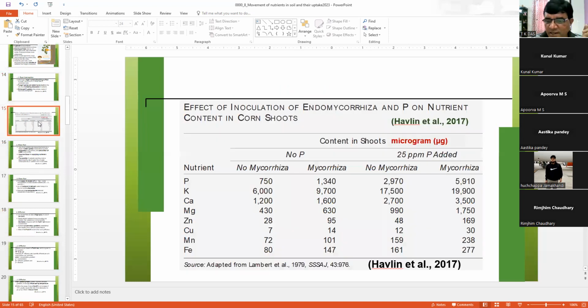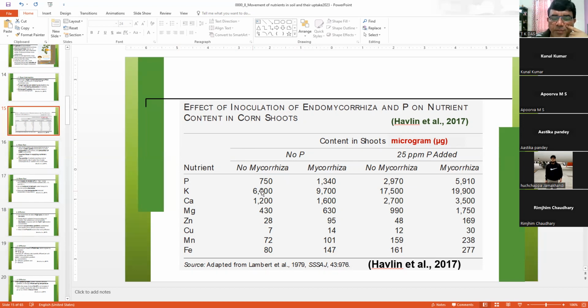Now you can see very interesting data. Effect of inoculation of endomycorrhiza and phosphorus on nutrient content in corn shoots. So see, this is a maize crop and the content of phosphorus in micrograms in the shoots. So you can see no phosphorus. When phosphorus was not added, then what happened to different nutrients? So here 750 micrograms was phosphorus without mycorrhiza. But if you have added mycorrhiza, then it has increased, almost doubled, when there was no phosphorus added to the soil.